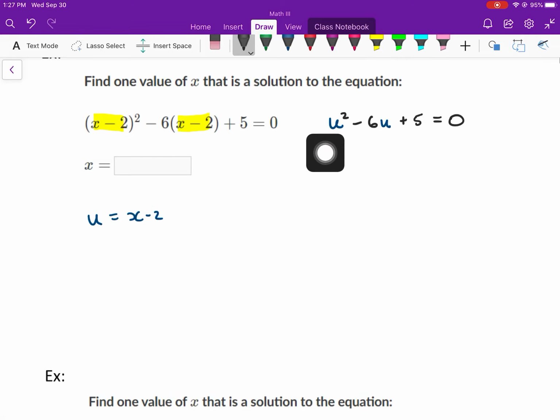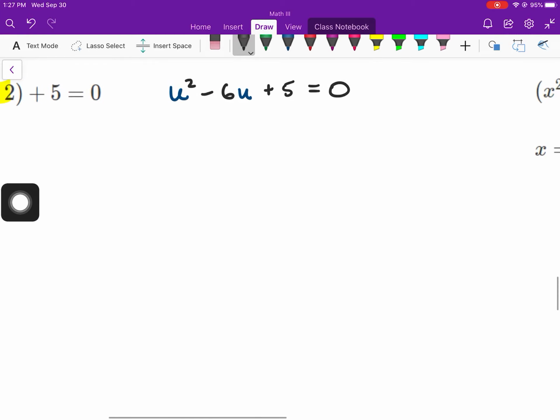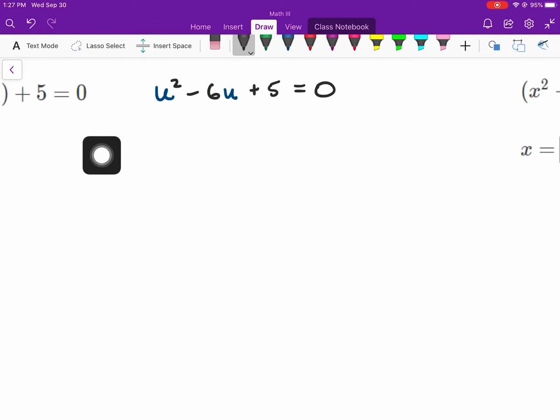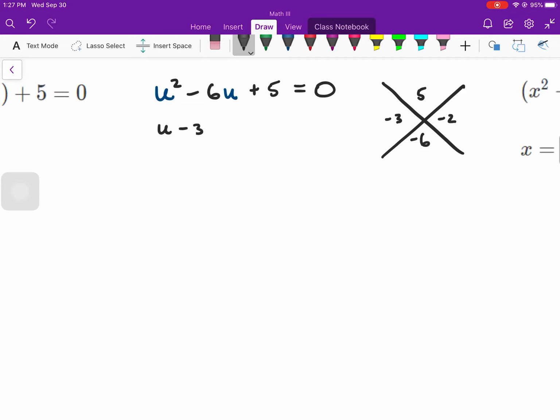So these are still x minus 2's. We're just going to call it a u. It looks a little friendlier. Why would I do that? Because this here is something we can factor. So what multiplies to 5 and adds to negative 6 would be negative 3 and negative 2. So this becomes u minus 3, u minus 2 equals 0.